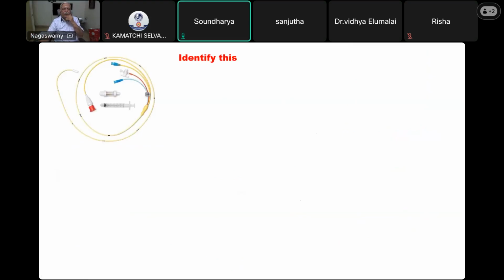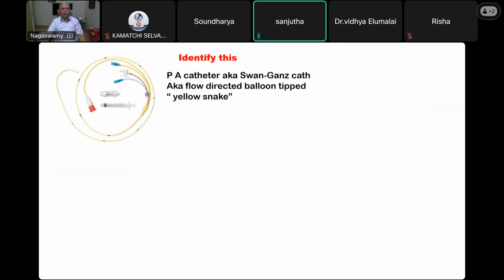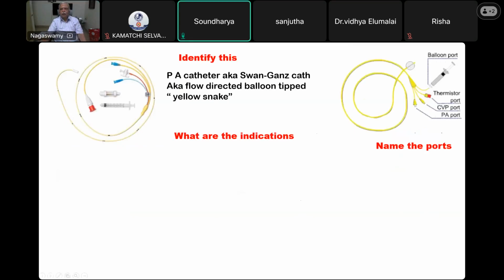What is this? CVP. Pulmonary catheter, the PA catheter, also known as Swan-Ganz catheter or yellow snake. Name the parts. How many ports are there? Four ports. What are they for? Balloon, thermistor, CVP port, and PA port.